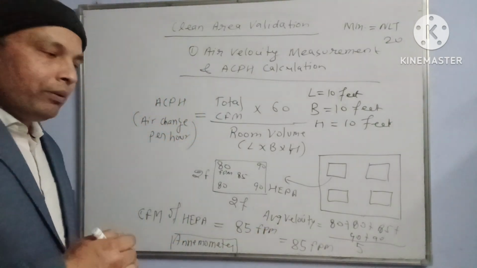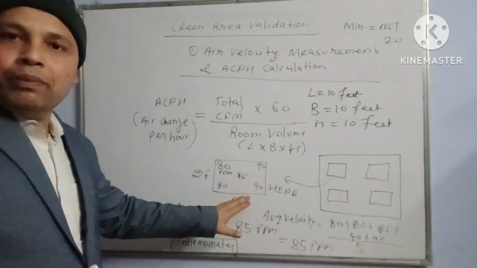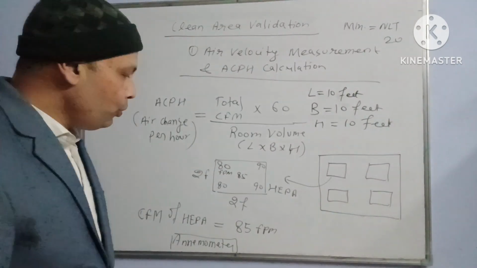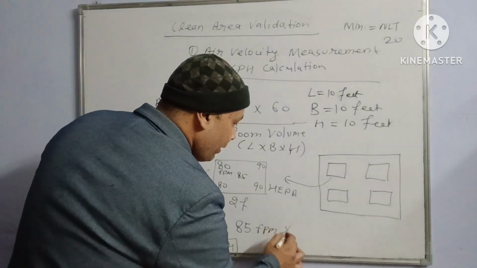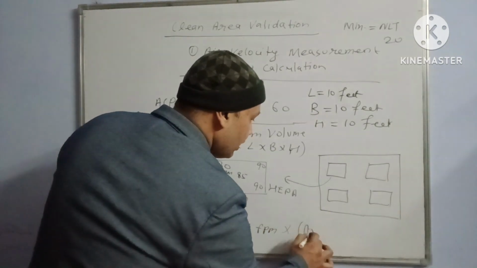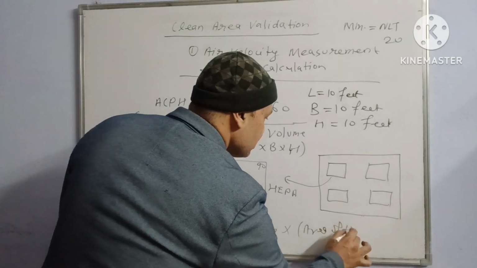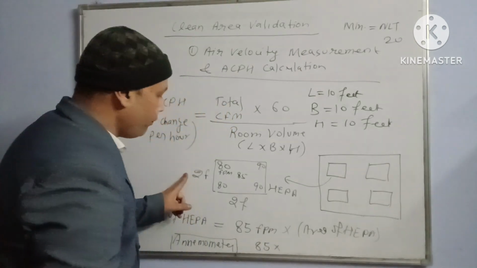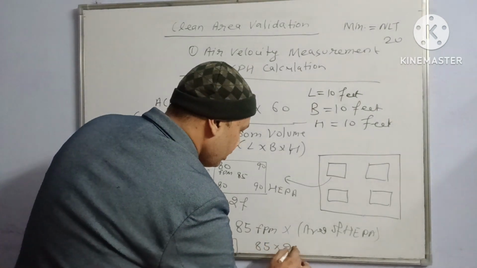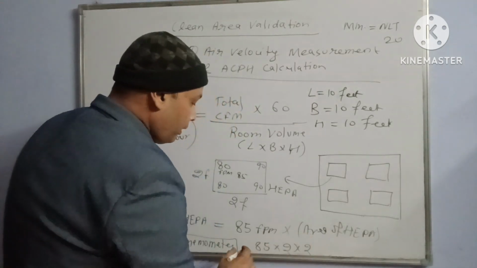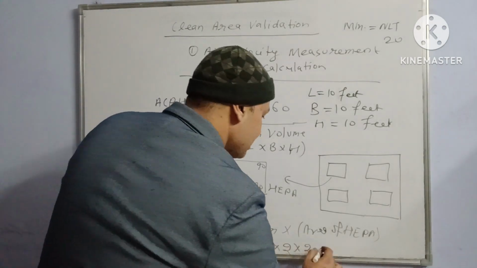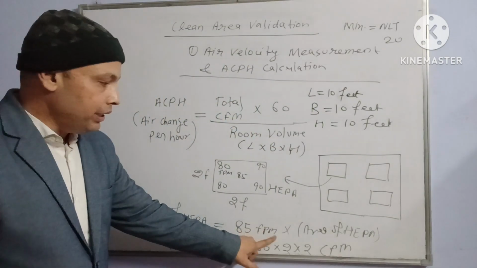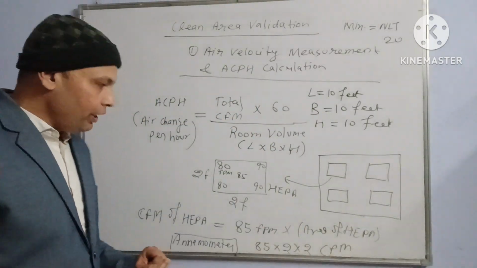Now what do we have to do? We got the air velocity; now we need to multiply it by the area of the HEPA. So 85 into the area of the HEPA, 2 by 2. This is the result, the CFM. Here it was FPM, feet per minute, and it is converted into CFM, cubic feet per minute.